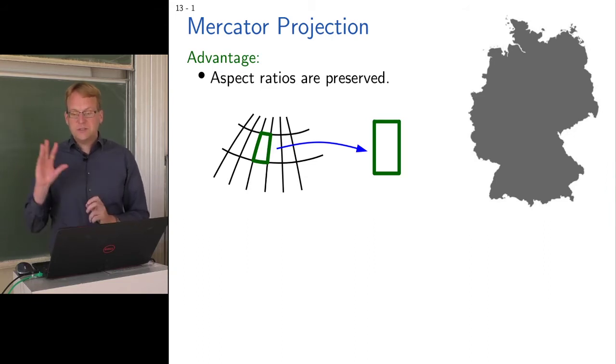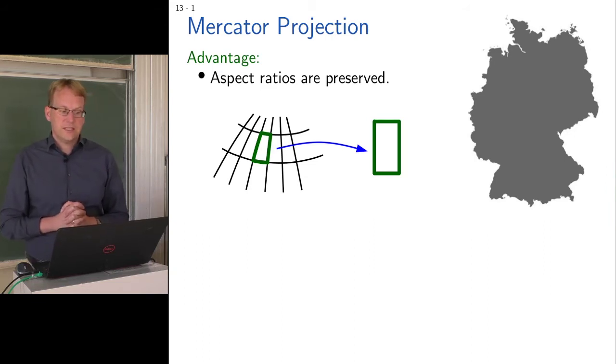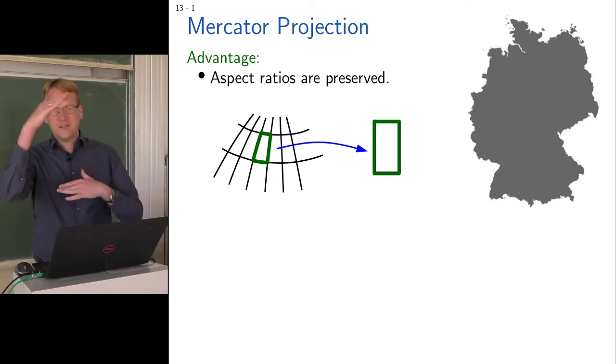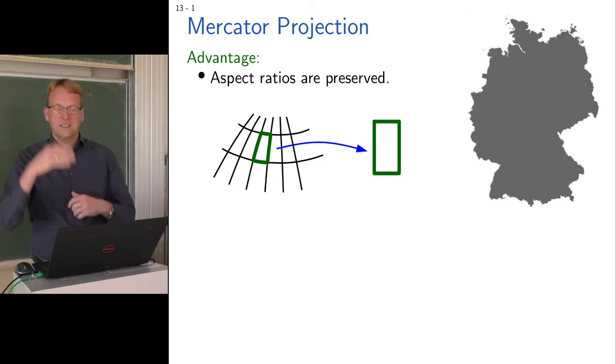Before we come to the mathematics, let's look at the advantages and disadvantages of this projection. First of all, by construction, this preserves the aspect ratios. So we have some surface element here, and it is transformed into a rectangle of the same aspect ratio. Therefore, if you look at Germany in the Mercator projection, as a German I can tell this is exactly my country. I can recognize this is what I'm familiar with, and we don't have this strange squeezing in one direction.